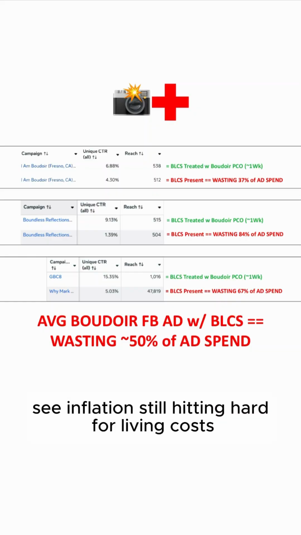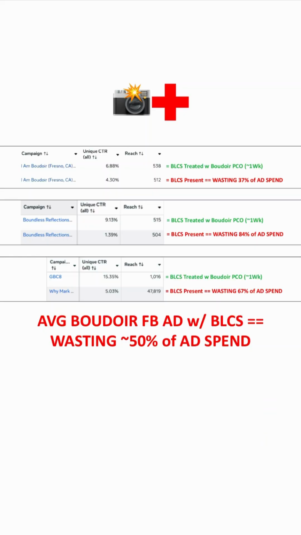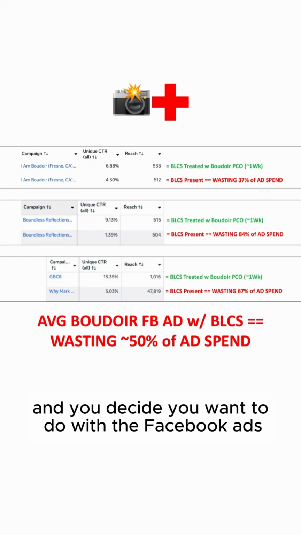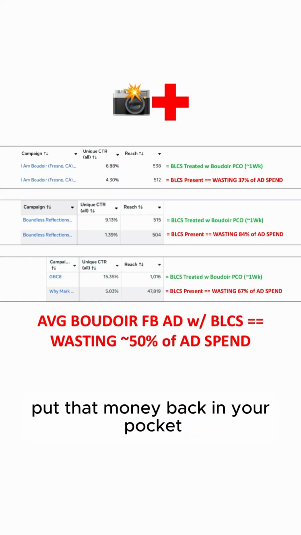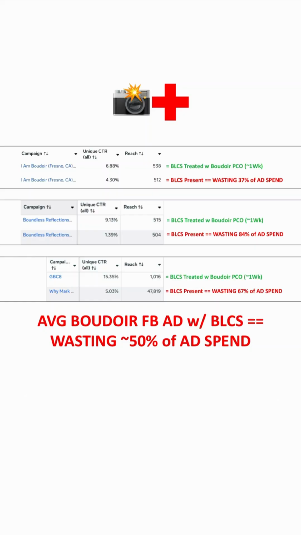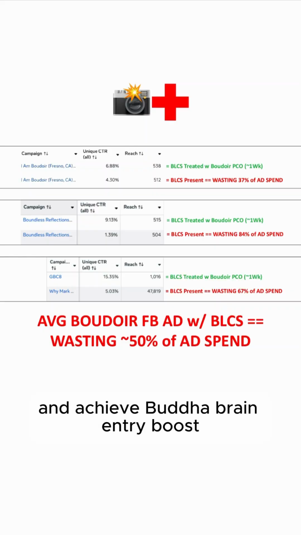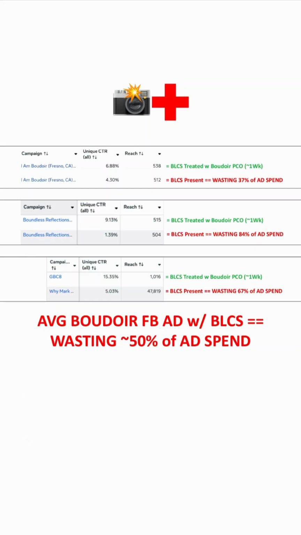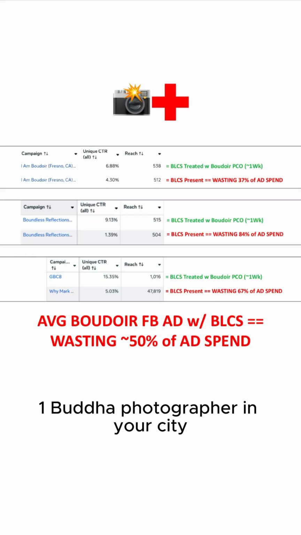We're seeing inflation still hitting hard for living costs. So we want to pull some money out somewhere. You decide you want to do it with Facebook ads. Put that money back in your pocket so you can achieve pre-click alignment, become a dominant boudoir advertiser, and achieve boudoir brain entry boosts with your boudoir Facebook ads. So you can be on your way to becoming the number one boudoir photographer in your city.